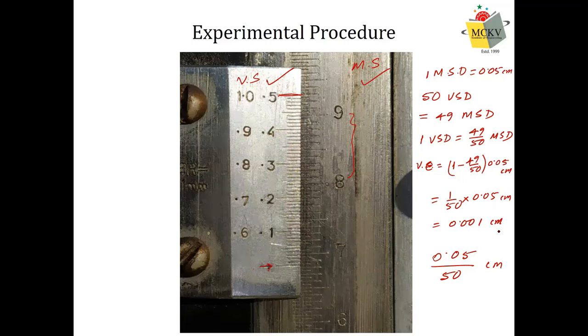Next thing, we need to take the reading. How will you take the reading? For that, we require two things: one, the main scale reading, and two, the vernier reading. So for that, the first thing, let us check what is the position.